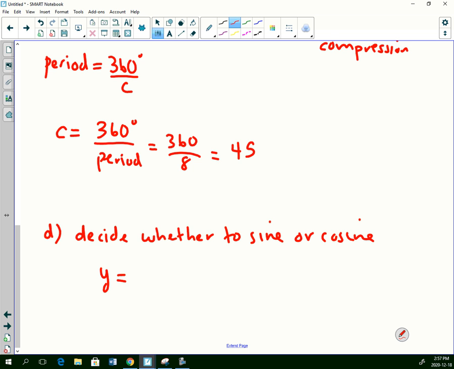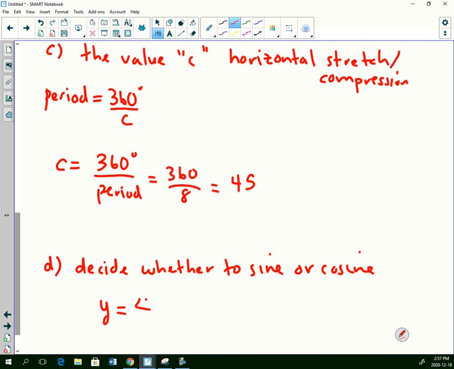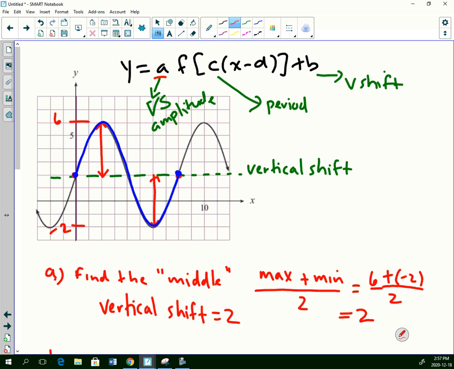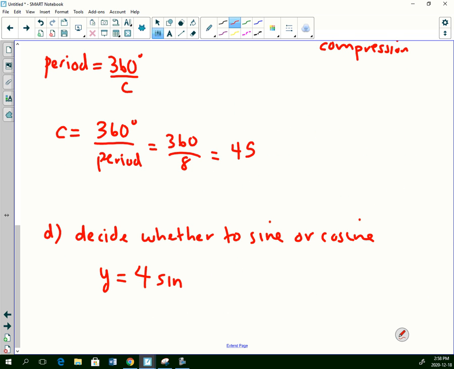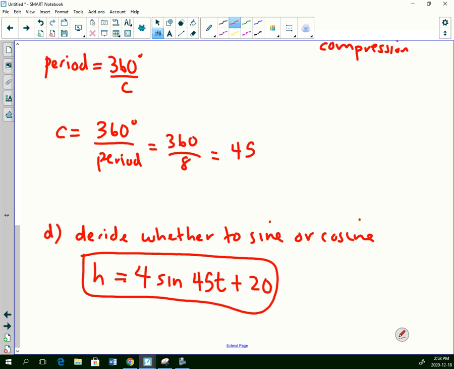So I know the amplitude is A, which is 4. I'm going to use sine. I know the C value, right? So what I want to do is the amplitude, the C value, and the B value. I don't have a horizontal shift of D because I'm starting where I'm supposed to start. So my C value is 45. That gets multiplied by T for time, or maybe we'll use height. So H is my Y value, and then the vertical shift is up 20. So that would be my equation of this function. Okay, or you could use Y and X. It's fine too. Okay, so we found the middle first, which is our vertical shift.